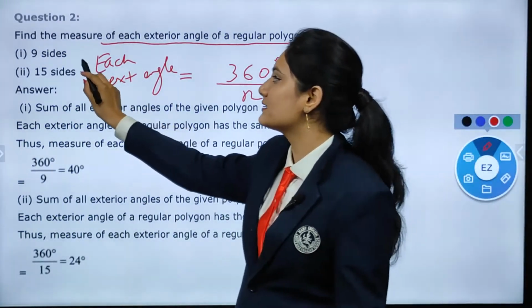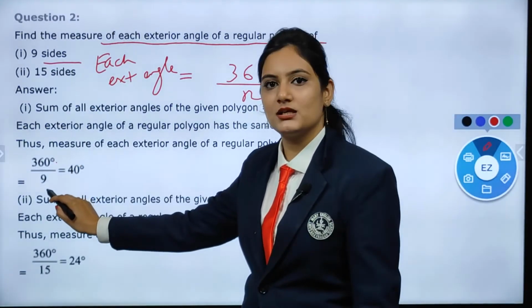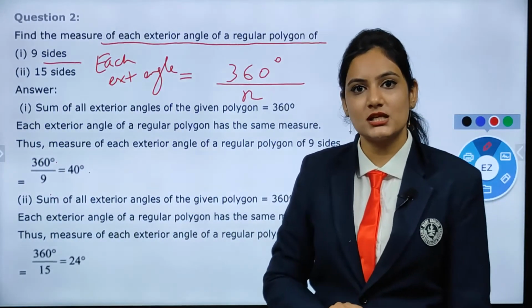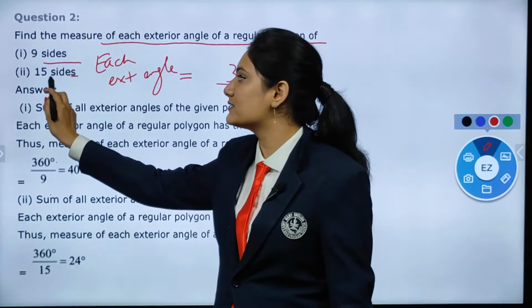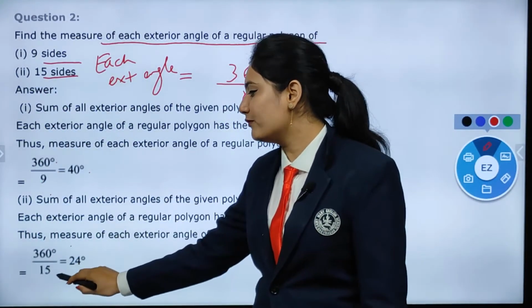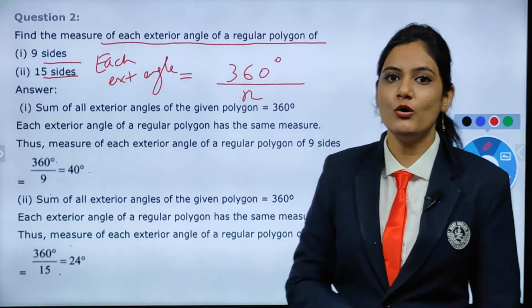First question, 9 sides are there. So when you use the formula, it is 360 degree upon 9, which is equal to 40 degree. So each exterior angle is equal to 40 degree. Next, when the number of sides are 15, that time it is what? 360 degree upon 15. So answer of each exterior angle will be equal to 24 degree.